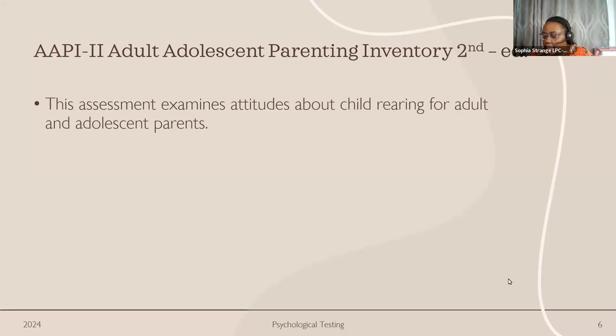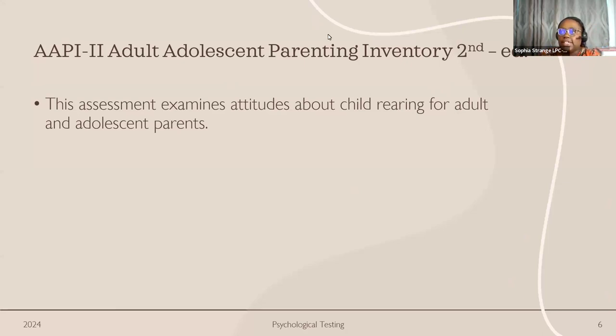The first test that comes up on the alphabetical list, but it's not on the list that Jamisha gave me. Oh no, it is. It's the first one. And this is one that you guys see a lot of, the AAPI-2, the Adult Adolescent Parenting Inventory, second edition. I'm just giving a brief example of what that test means because I don't want you to get just stuck in what a test means. I want you to be able to look at the test that you have, and when you're reading the data, understand what it's telling you.